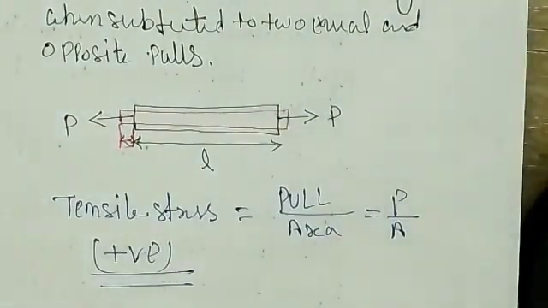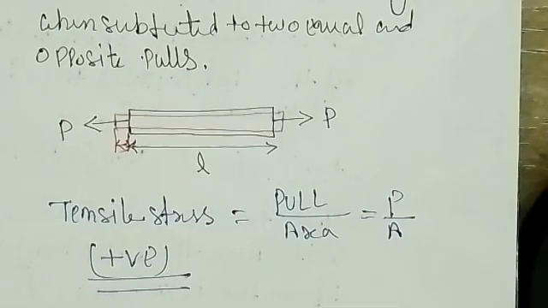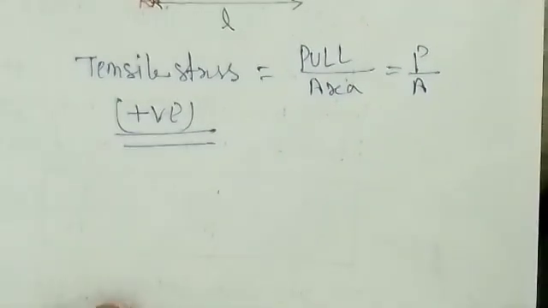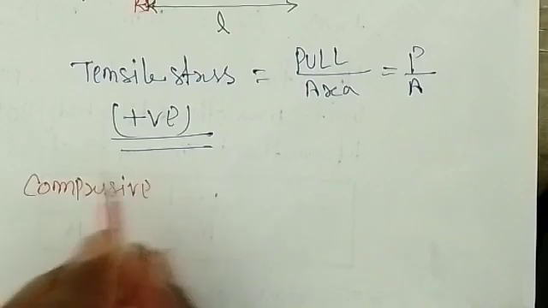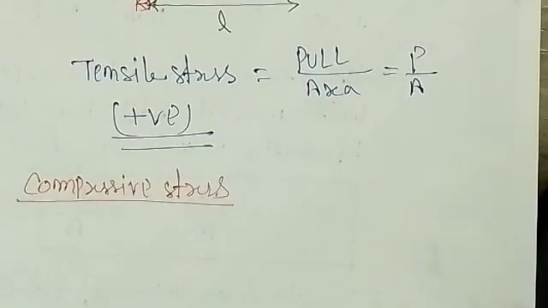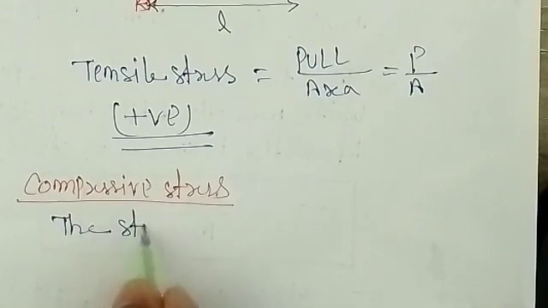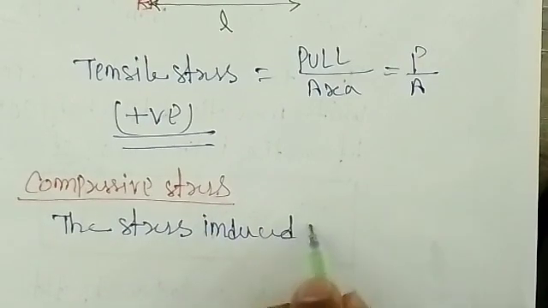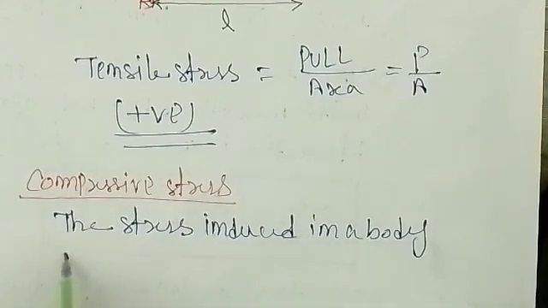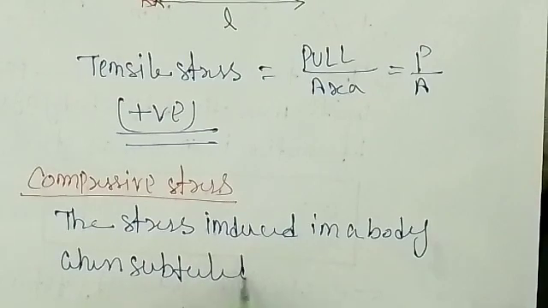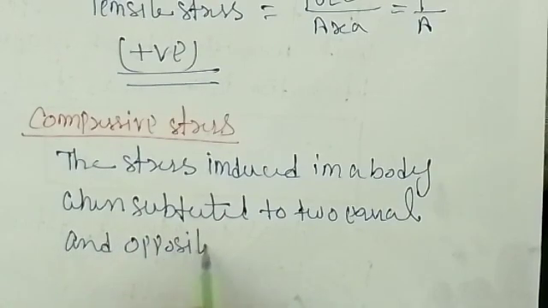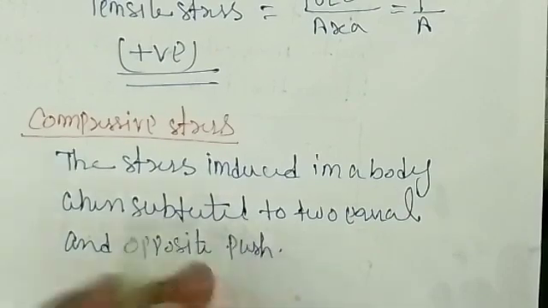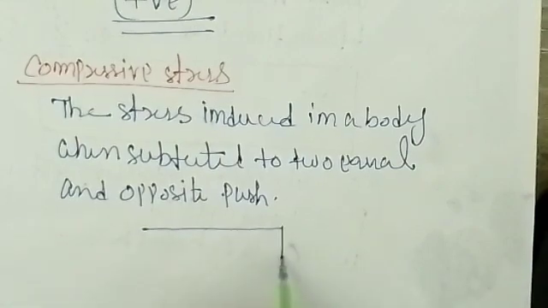Similarly, you can say it is the stress induced in a body when subjected to two equal and opposite pushes. So the next topic is compressive stress. Compressive stress means the stress induced in a body when subjected to two equal and opposite push, as a result of which the length decreases. And then the stress induced, we call it a compressive stress.